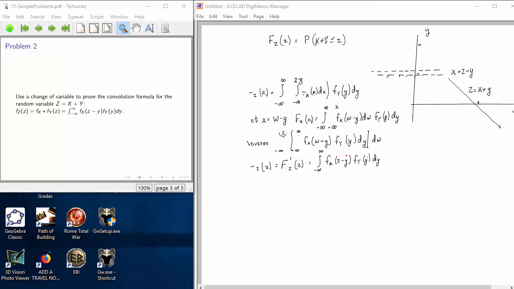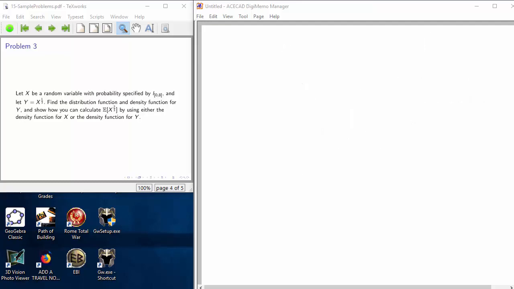Let me clean up the screen. Come on. F, little f, there you are. And finally, capital F. Okay, 2 down, 2 to go.